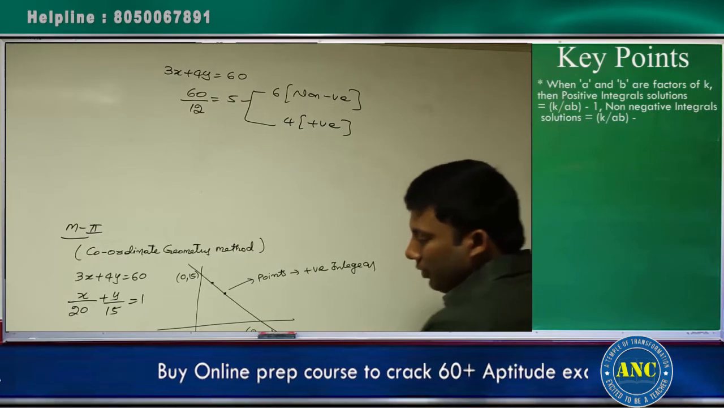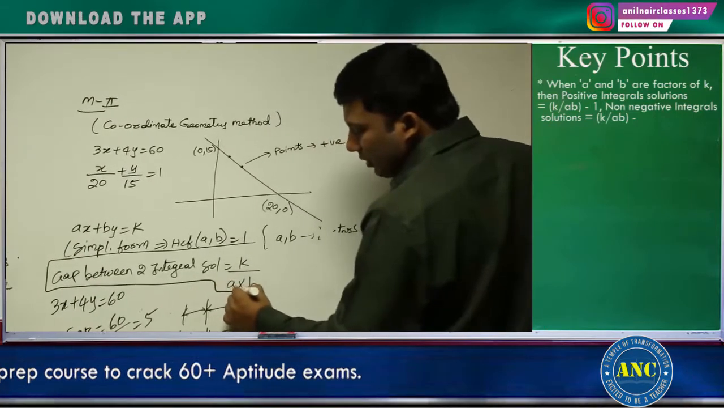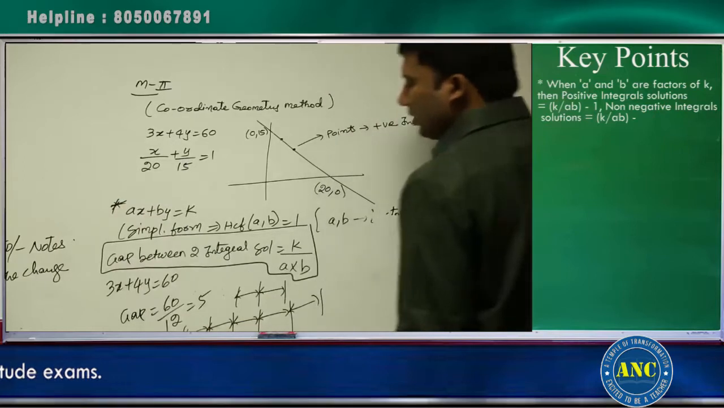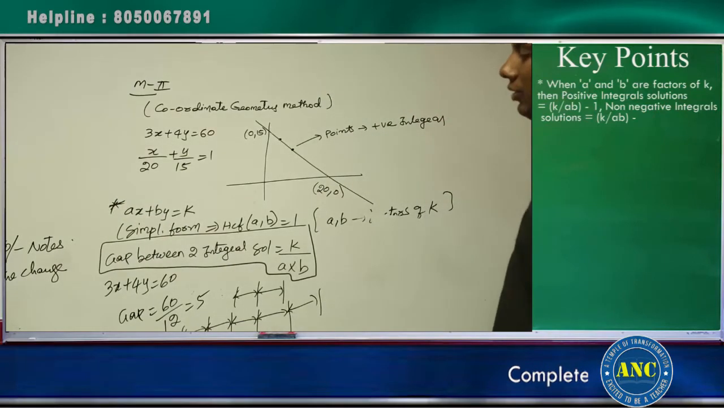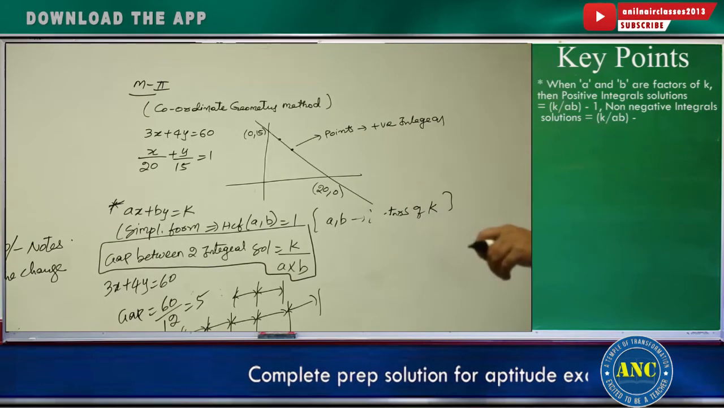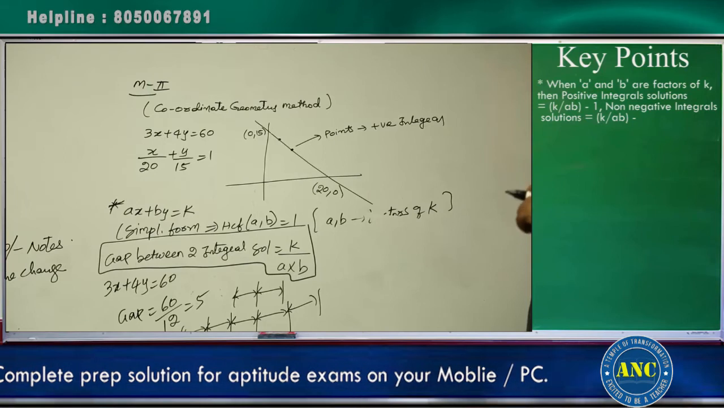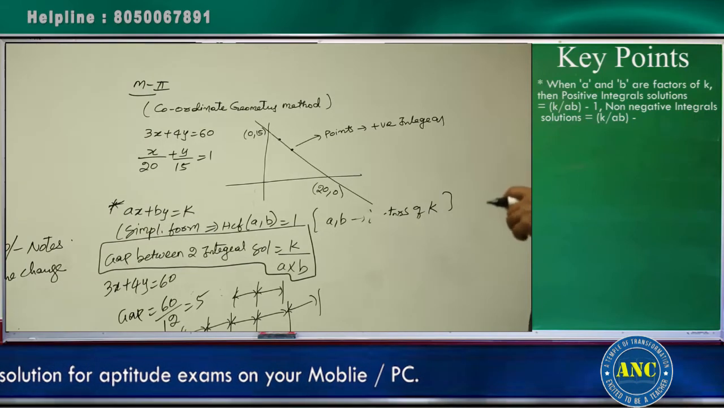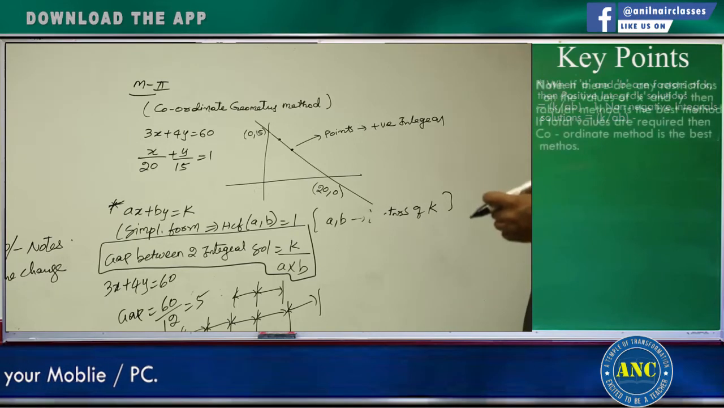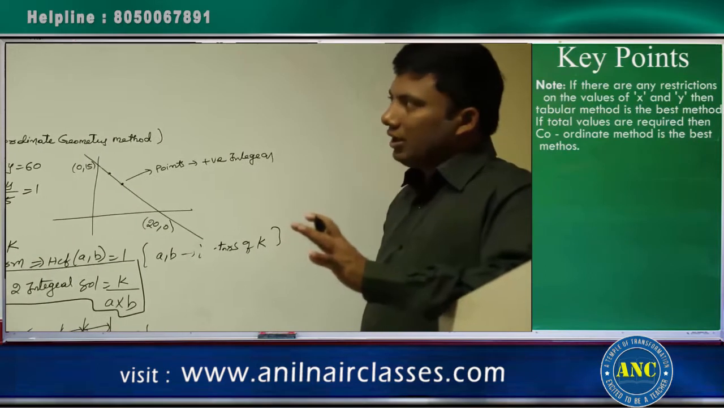Very, very important point. If the equation is of the form ax plus by equivalent to k, and the equation is in its simplest form, the gap between two integral solutions is given by k by a into b. K by a into b. If there is any restriction on the values of x and y, the tabular method is the best method. If we require the total number, then the coordinate geometry method is the best method. Clear?